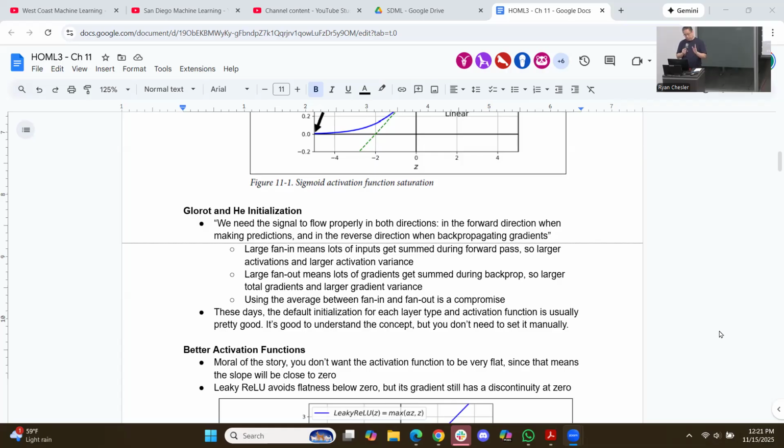One of the things they talk about is that in the Glorot initialization, what it does is it just averages the fan in and the fan out. So if the fan in is 100 and the fan out is 10, it says, what's the average, 55? And that works pretty well for medium sized neural networks.